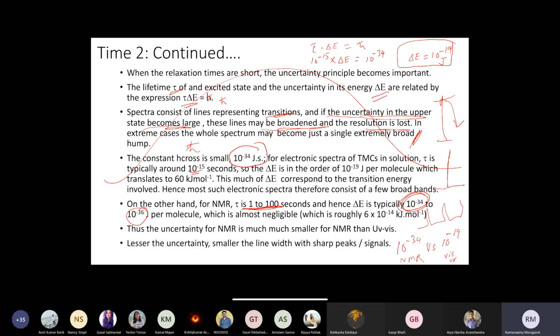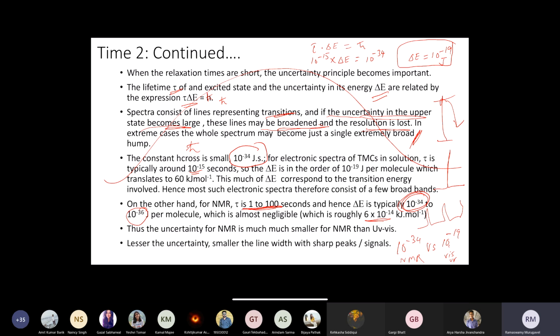If I multiply these numbers by Avogadro number, I will get this in per mole. This is for per molecule. This 10 power minus 19 is joules per molecule. If I multiply by Avogadro number, this 10 power minus 19 will translate to 6 into 10 power minus 14 kilojoules per mole, whereas for NMR, it will be just 6 into 10 power minus 34.